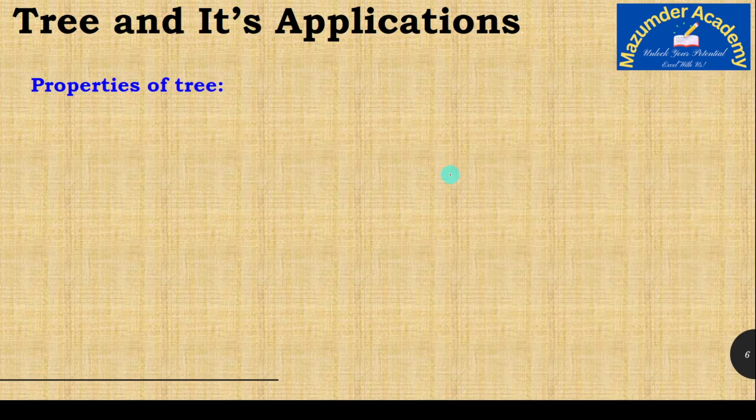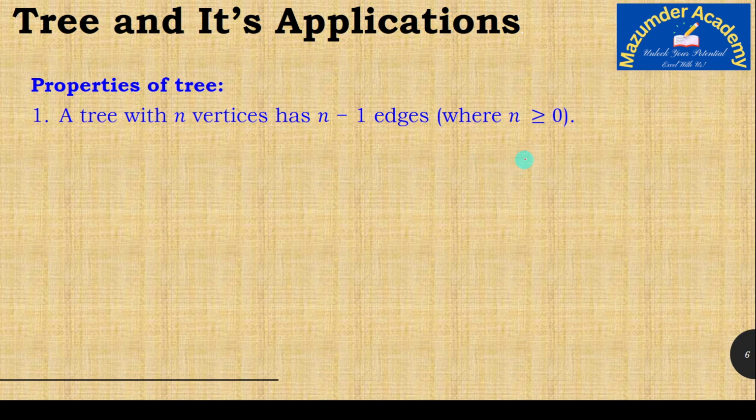Next, we will see some of the properties of a tree. So the first property is a tree with n vertices has n-1 edges, where n is greater than or equal to 0. Let me draw a tree. Say for example, this is a tree with 3 vertices. So here, how many vertices? N equal to 3. And how many edges? Number of edges is 3 minus 1, that is 2 edges. And we can see edge 1, edge 2. There are 2 edges and 3 vertices, say V1, V2 and V3. So if the graph is a tree with n vertices, then it has n-1 edges. So this is a very important property.